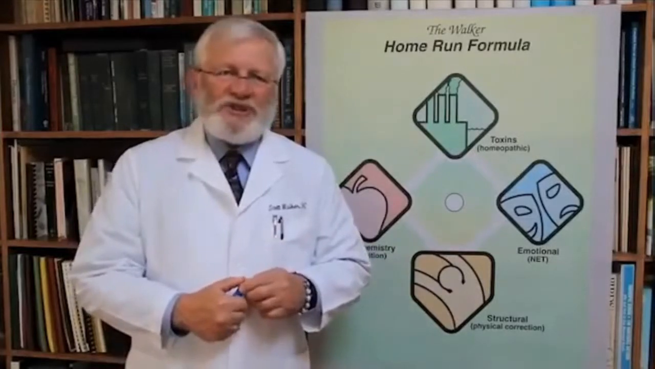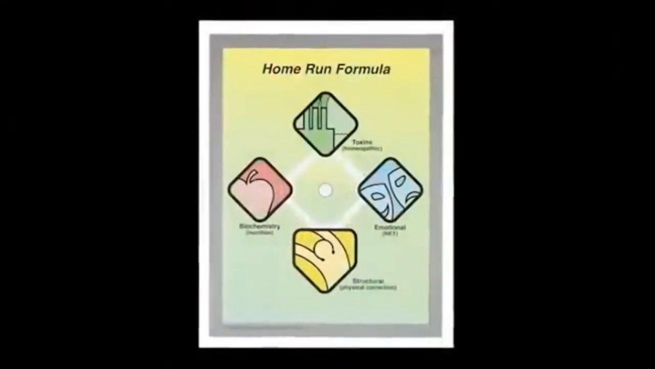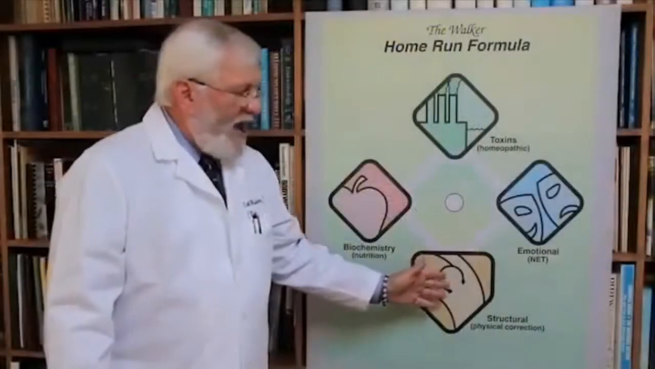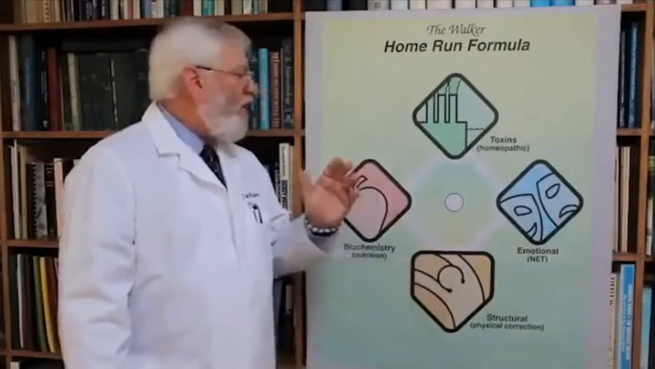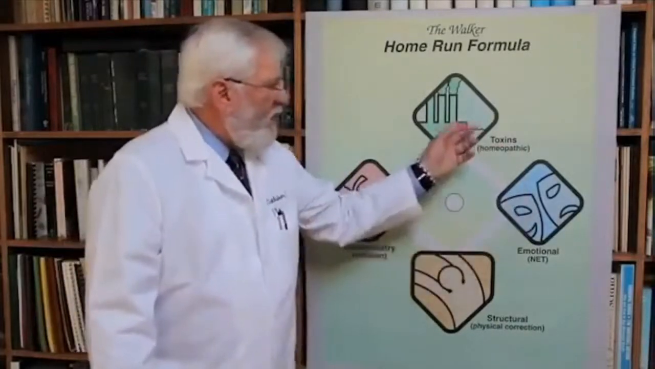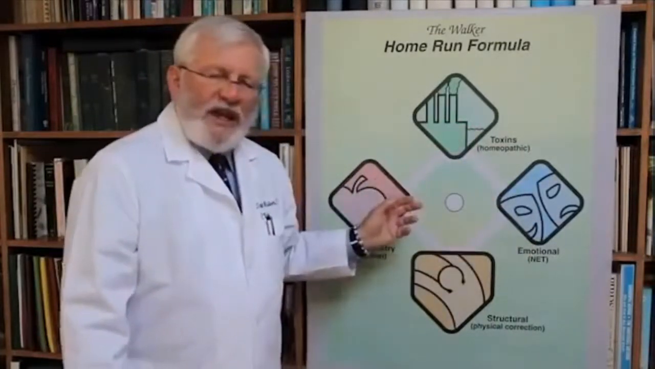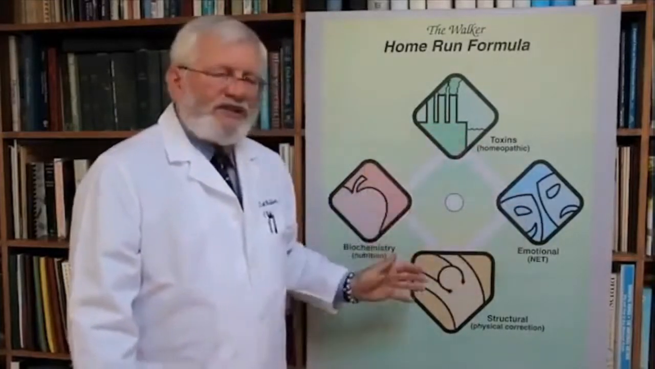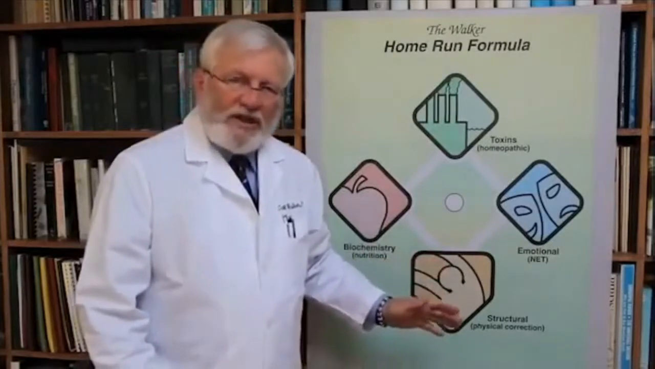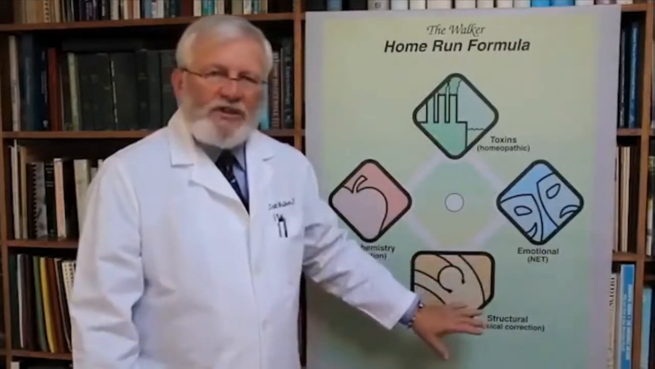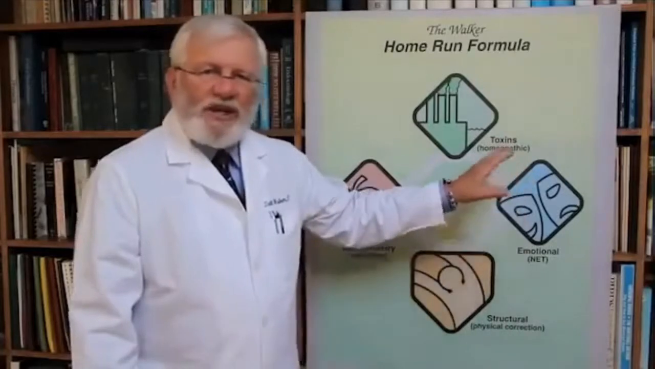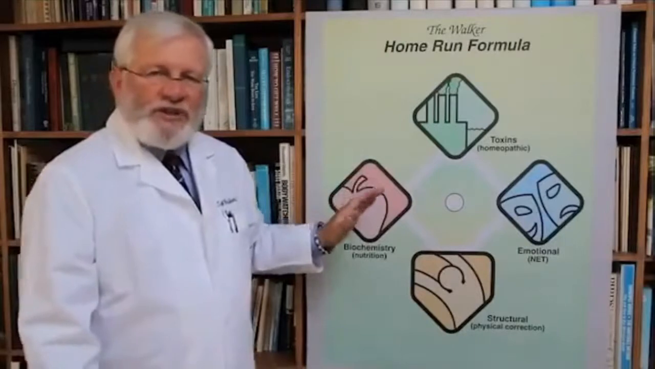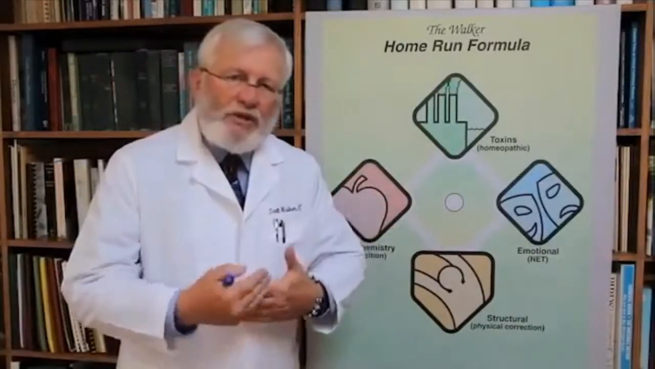What I want to introduce to you, if I may, is the home run formula. The home run formula, based on a baseball diamond, has the feature that everyone knows that in order to hit a home run, you've got to touch every base. And your doctor wants to hit a home run with your health. Each one of these bases represents a different kind of stressor. So we have stress from structure, we have stress from emotions, we have stress from toxins, and we have stress from biochemistry. These four stressors come together and they can be cumulative.